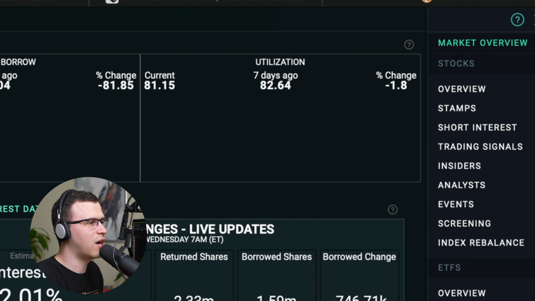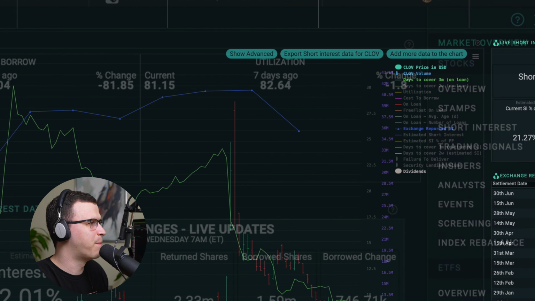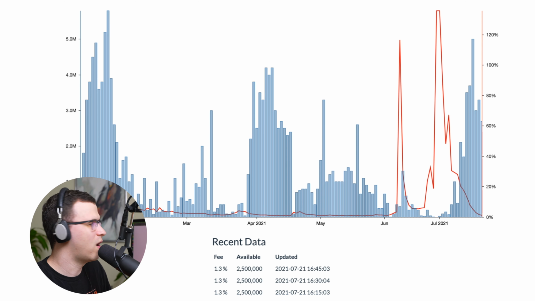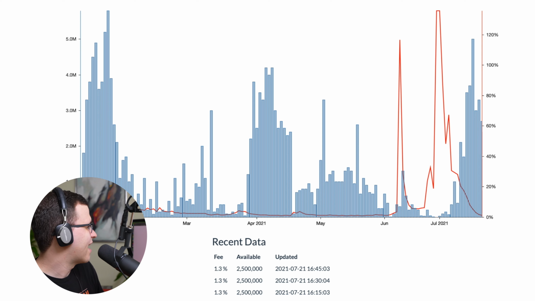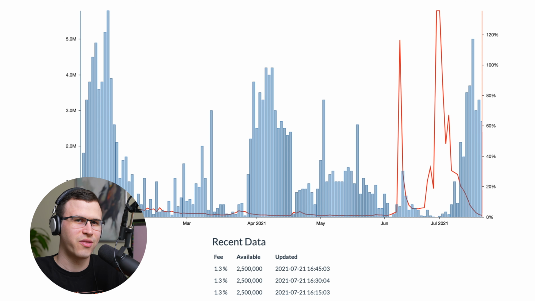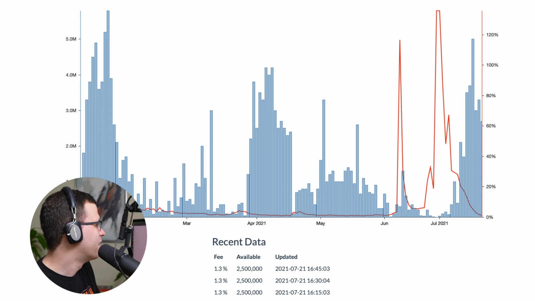Next, we're going to be jumping into the iBorrow desk, where we look at information from Interactive Brokers data, and we can see that the fee is currently sitting at 1.3% and the available shares is 2,500,000 shares available to borrow.